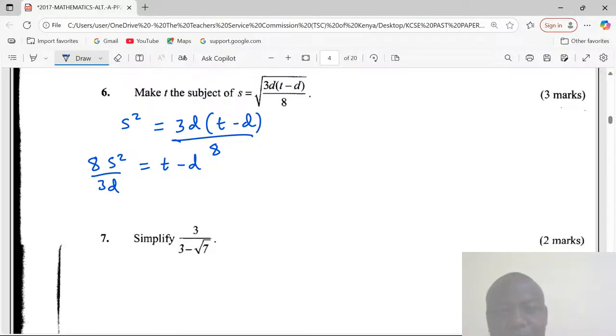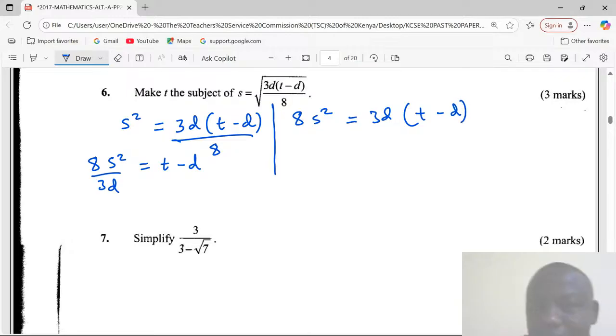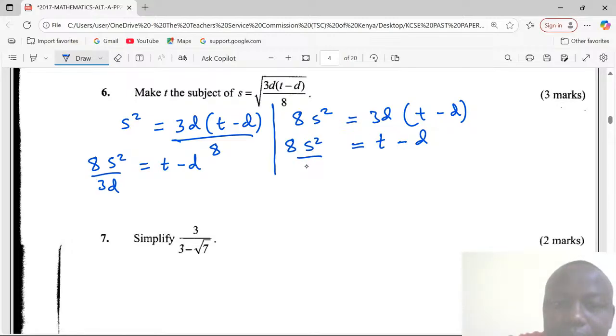We could have multiplied through by 8 first of all, then gone to another step of dividing by 3D, which is more or less the same. We could have said multiply by 8 throughout, so that we have 8 S squared equals 3D times T minus D. Then, to remain with T minus D, we divide by 3D. You see? So I did the step once.